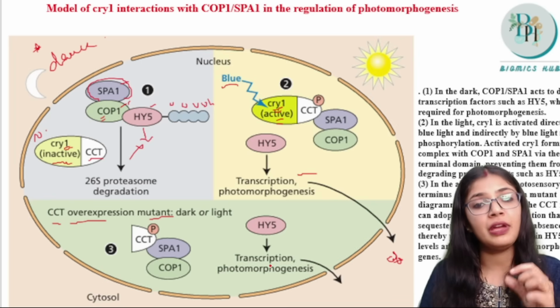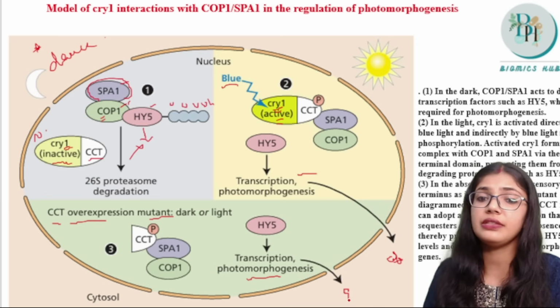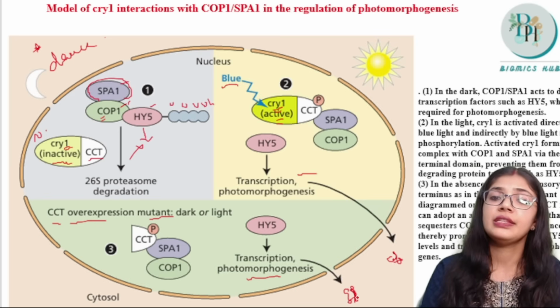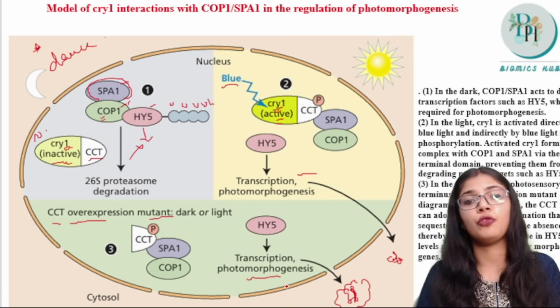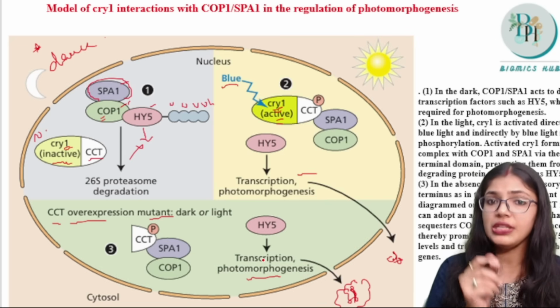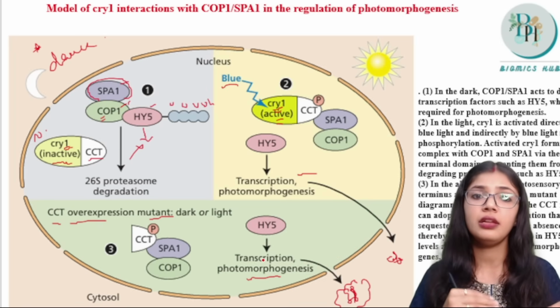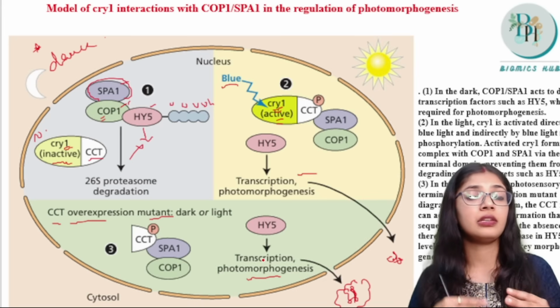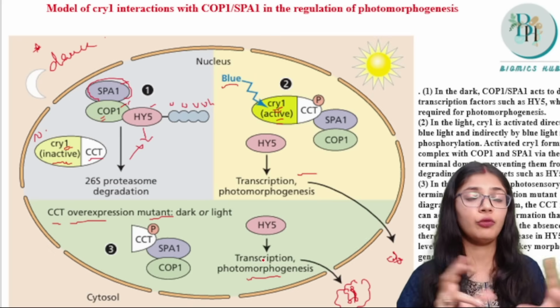Here the HY5 will produce the mRNA and it will be transported out from the nucleus to the cytoplasm, where it will form the protein, and it will help in photomorphogenesis. These are the three conditions which are being regulated: during the dark, during the day, and when the CCT domain which is present is overexpressed, the mutant. Okay, this is how the regulation is taking place.